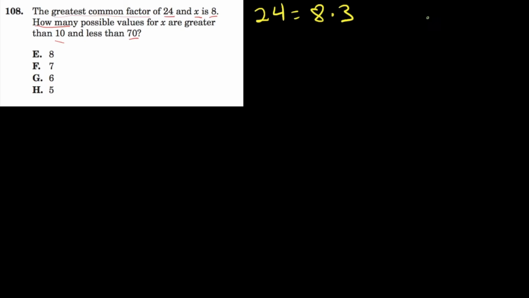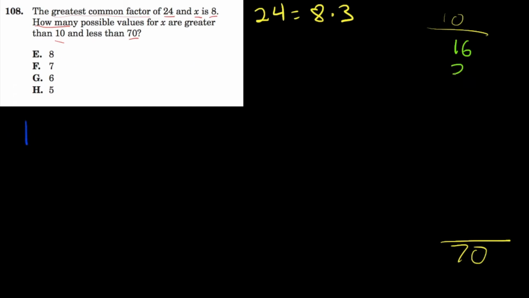So let's write out the multiples of 8 that fit into the category of being between 10 and 70. Okay, got to be between these numbers. First one, obviously not 8, 16. 16 is 8 times 2. 2 and 3 don't have a common factor. That means that's 1 in the win column.